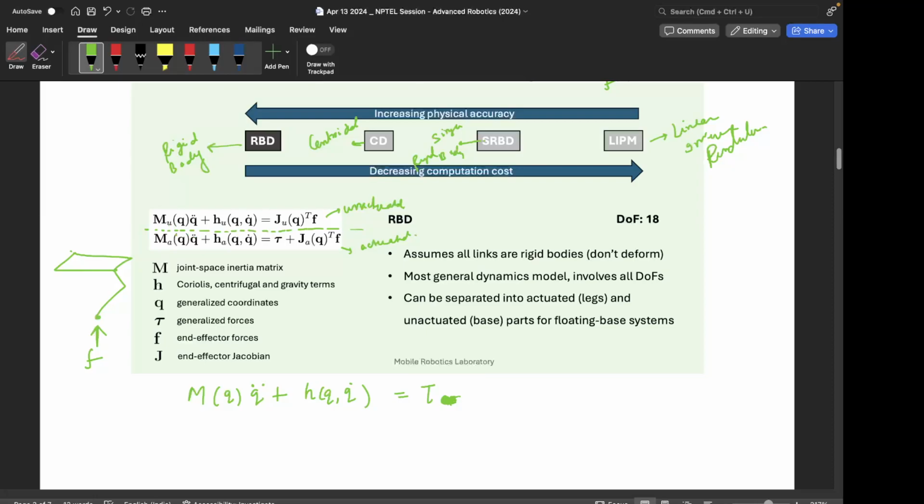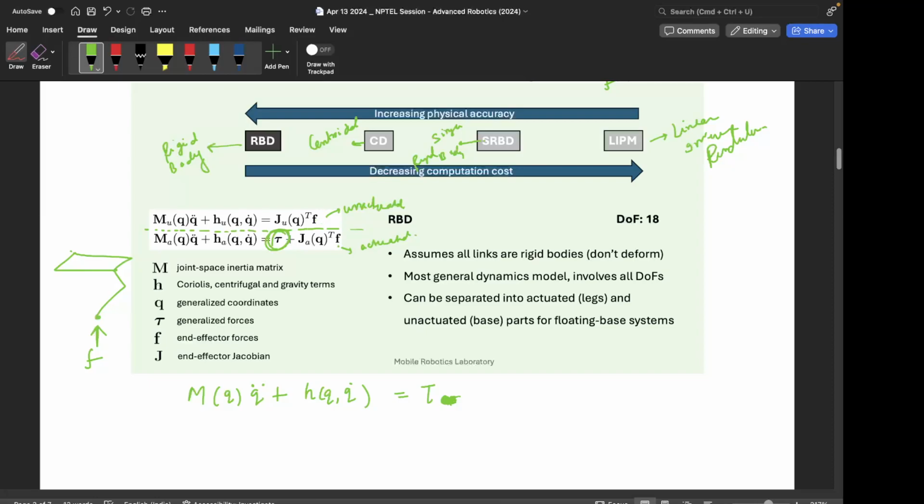And the lower ones are for the 12 degrees of freedom which are actuated, right? The joint torques. So the joint torques appear here, right? These are the joint torques, the actuations. So they appear in the actuated part of the equation.